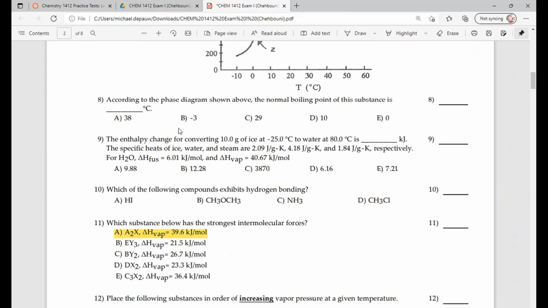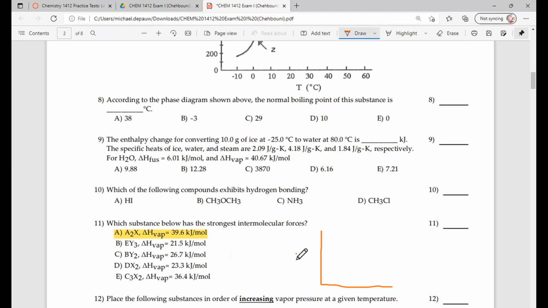9. Okay. The enthalpy change for converting 10 grams of ice at negative 25 degrees Celsius to water at 80 degrees Celsius is blank kilojoules. And it gives you the specific heats of ice, water, and steam, as well as their heat of fusion and heat of vaporization. So the easiest thing to do here is to go ahead and draw a heating curve.